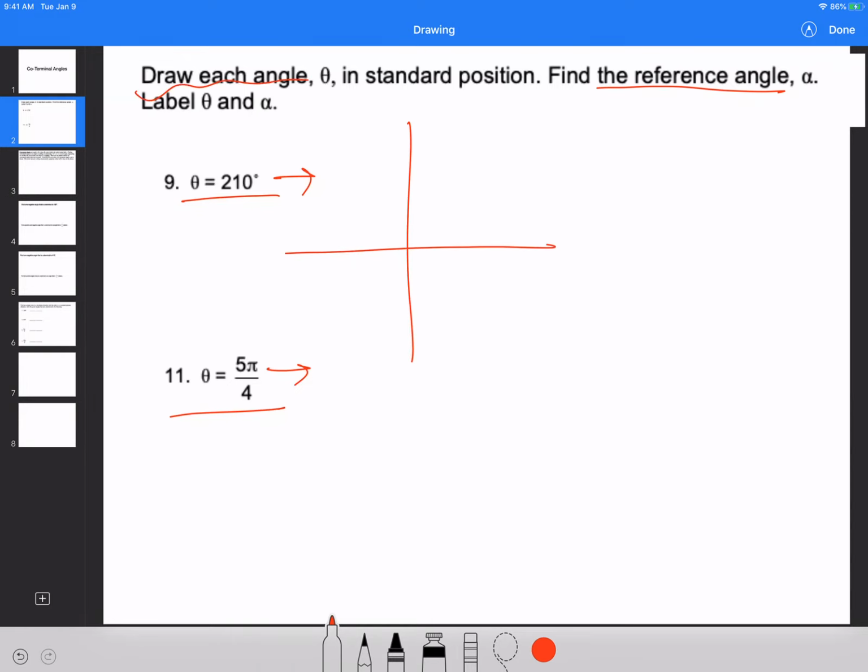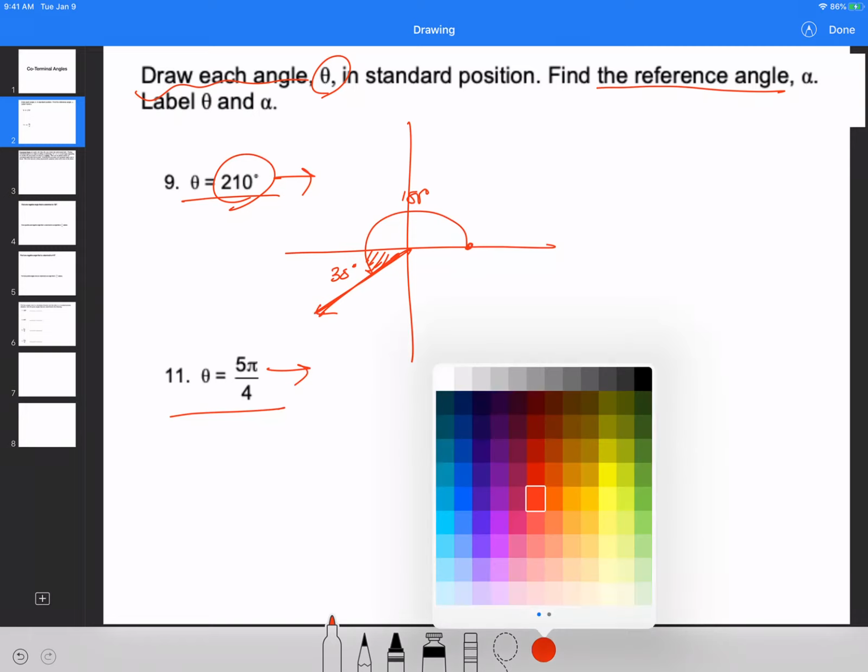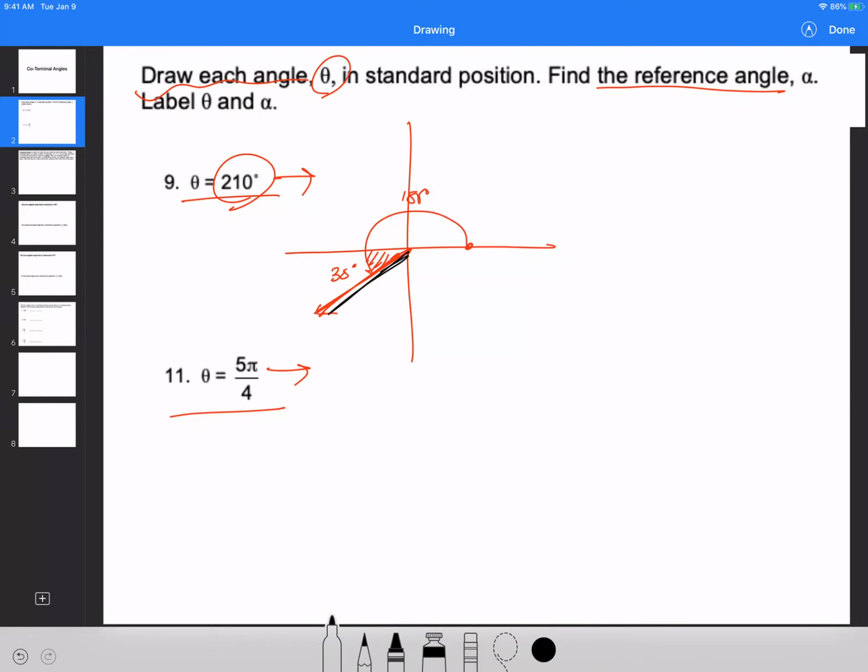First, it says to draw each angle. So I'm going to draw 210 degrees. 210 degrees means that I'm going to start at the 3 o'clock position. I'm going to go 180, and then an additional 30 degrees more. Okay, and now this right here, we call that the terminal side. Please understand what I mean by the terminal side. It's the side where the angle actually meets up.